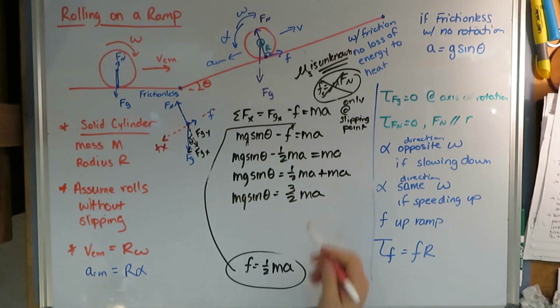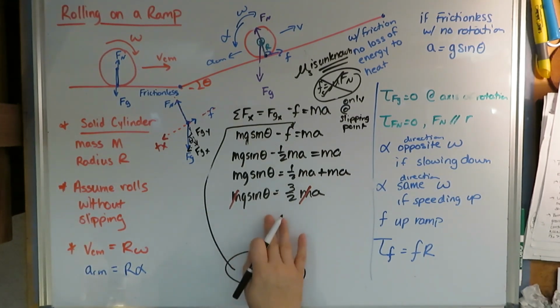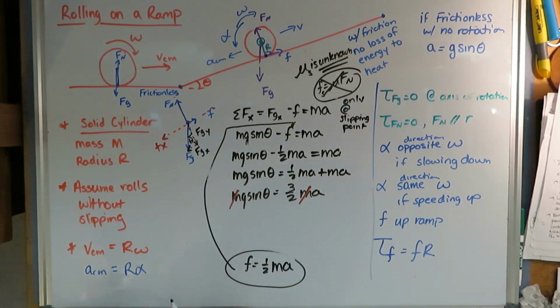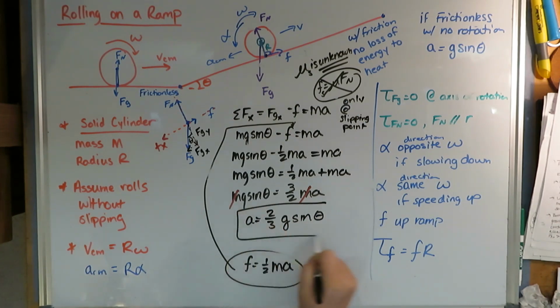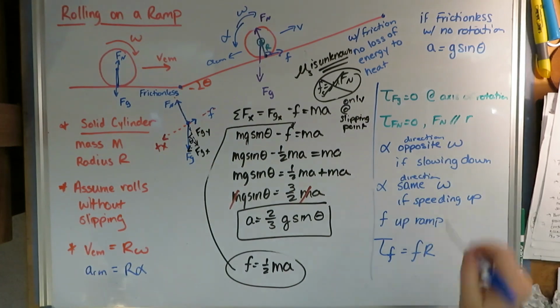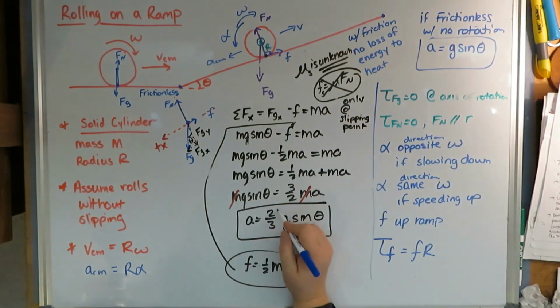Notice that the mass actually cancels out as well. So actually the mass and the radius has no bearing whatsoever. So any solid cylinder of any mass and any radius is going to end up with the same acceleration on this ramp. So solving for acceleration, I can move the 3/2 to the other side. So I get acceleration is 2/3 of g sine theta. So the only difference between our theoretical model, if it was frictionless, is this 2/3.